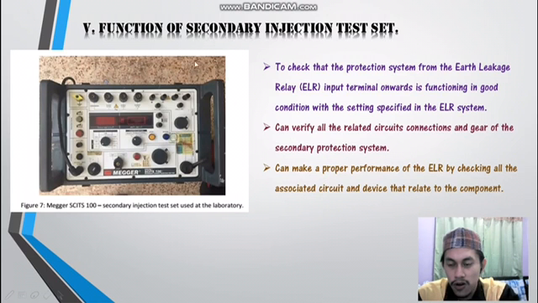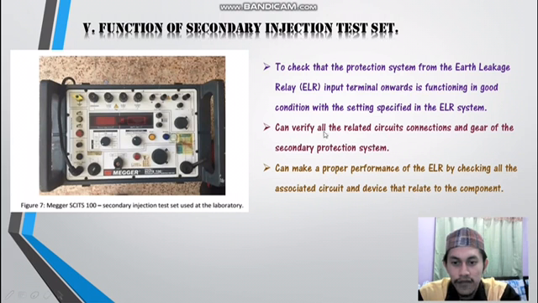Next, for question number 5, the function of the secondary injection test set. There are 3 functions. The first function is to check that the protection system from the earth leakage relay (ELR) input terminal onward is functioning in good condition with the settings specified in the ELR system.